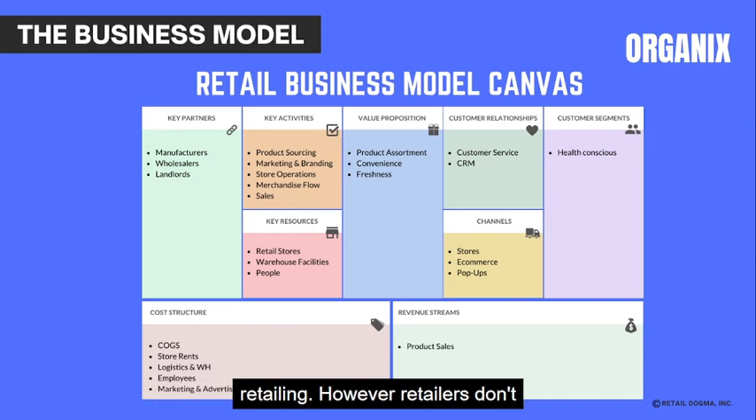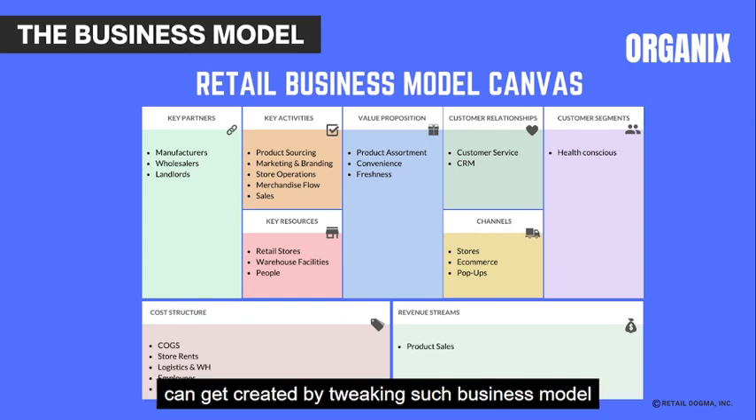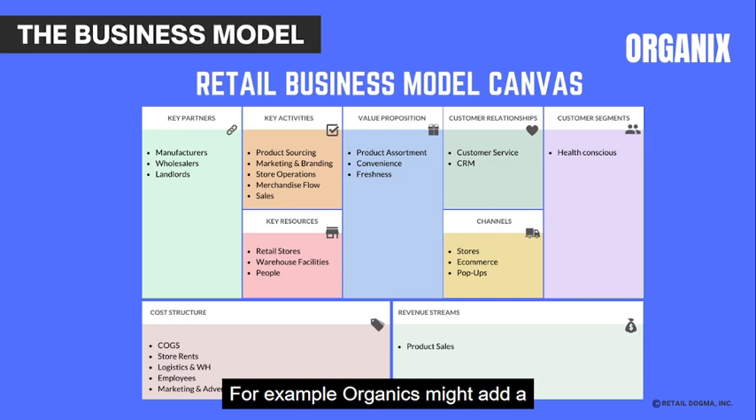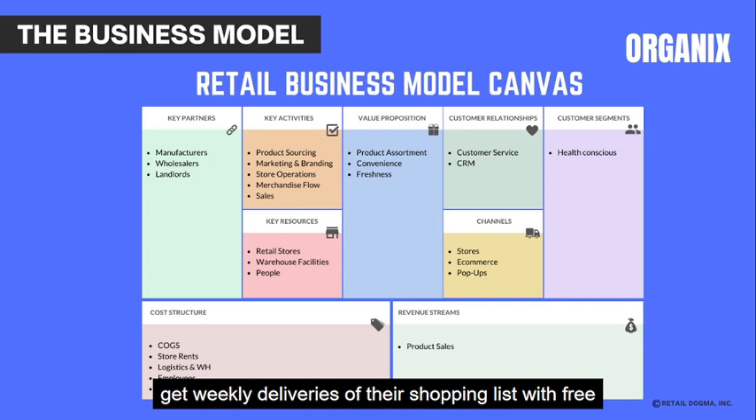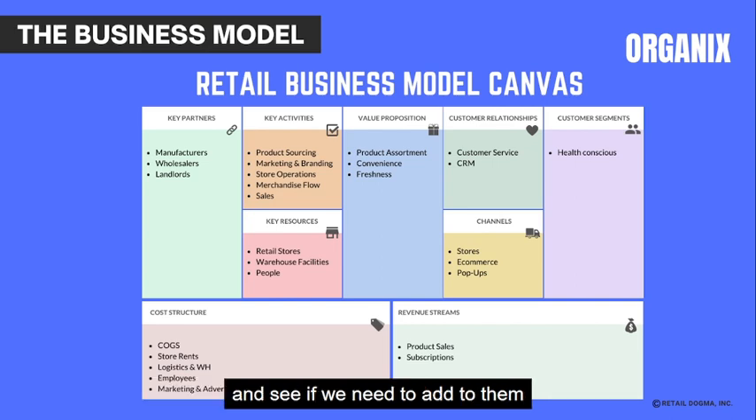However, retailers don't necessarily need to stick to this business model alone. They can get creative by tweaking such business model in order to grow the business or add more revenue streams. They can use the same 9-block template and start testing different scenarios to tweak the business. For example, Organics might add a subscription component where customers can subscribe and get weekly deliveries of their shopping list with free shipping. So in this case, we can add the subscription revenue to the revenue streams. But in order to do this, we need to think about the other components and see if we need to add to them as well.